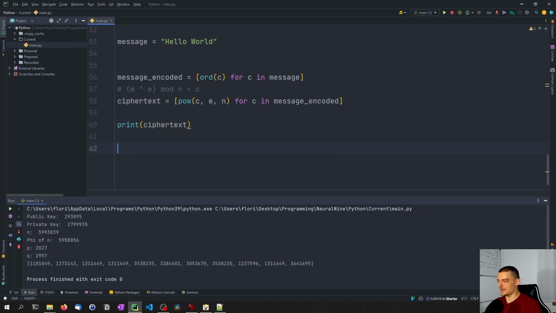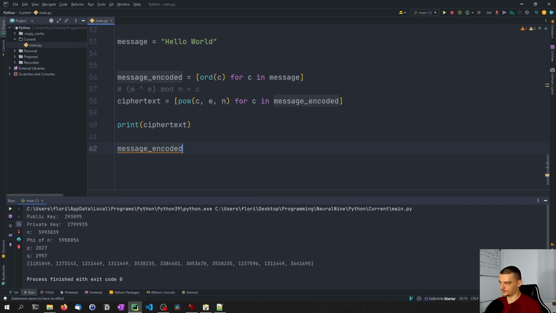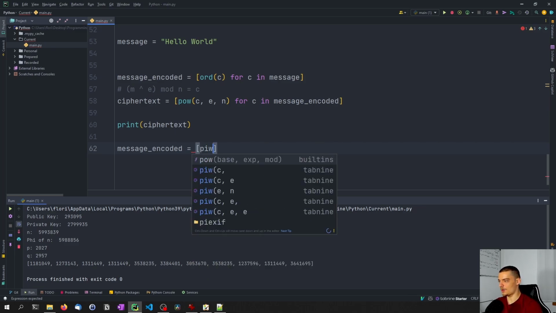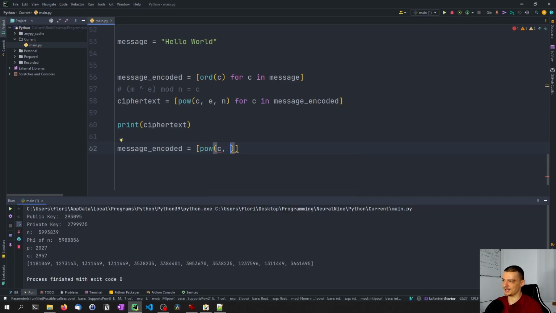And what we can do now to decrypt it, remember, is we just do the same thing with the private key. So we don't have to divide or anything. We can just use the same function, but we do it with a private key. So what we do is we say, again, message encoded is we take the ciphertext that we have, and we take it to the power of d instead of e. So we say pow, ciphertext, character in this case.